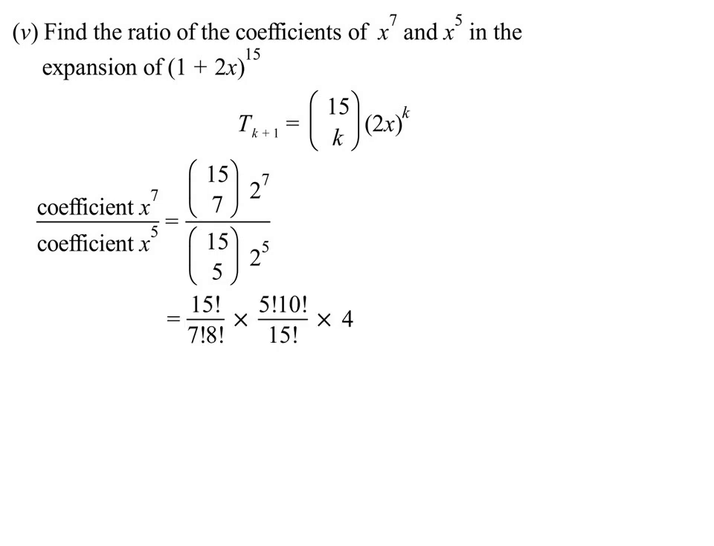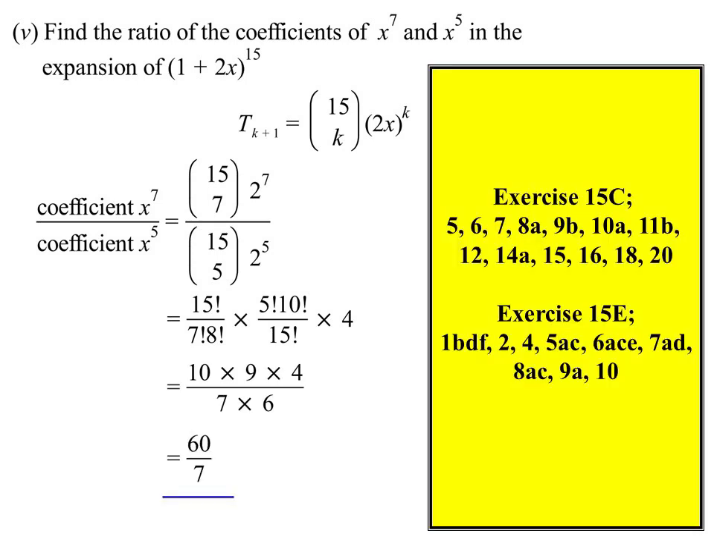This is where using the factorials can make it a little bit quicker, because the 15 factorial is going to cancel straight away. 8 factorial will cancel into the 10 factorial, and the 5 factorial will cancel into the 7 factorial, leaving me with 60 over 7.